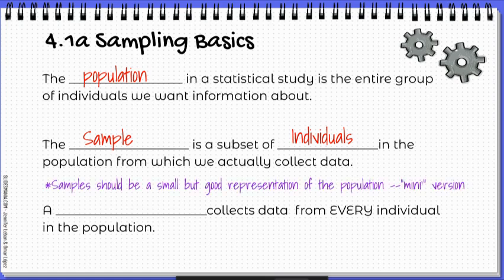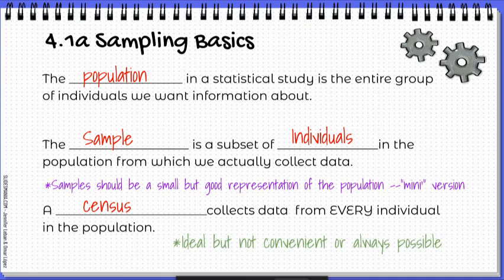Samples should be a small but good representation of the population, a mini version. So you want the sample to resemble what is actually happening in the population. You don't want them to be different. You want them to be very similar. So that's why we have to pay attention to how we collect our sample and who is in our sample compared to the population.